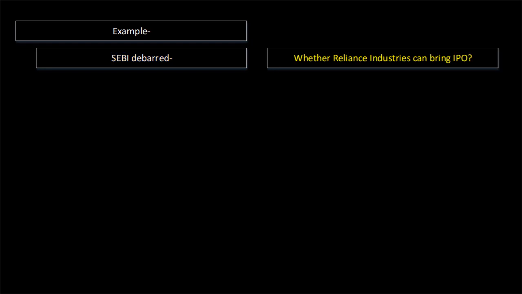In this exercise, I'll tell you who is debarred by Sebi from accessing the capital market, and you have to tell me whether Reliance Industries, who is the proposed issuer of the securities to the public, is eligible for the public issue or not.